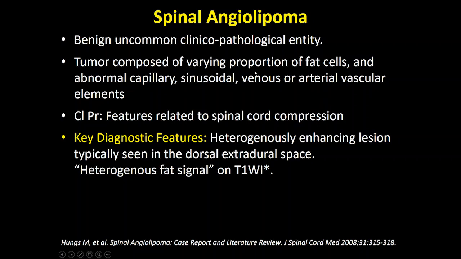Tumor is composed of varying proportions of fat cells, therefore it's bright on T1 and demonstrates abnormal capillary, sinusoidal, or venous or arterial vascular elements, and therefore the enhancement. Once you look at the imaging features, you can easily make the diagnosis. It has certain elements to it that help us make the diagnosis.